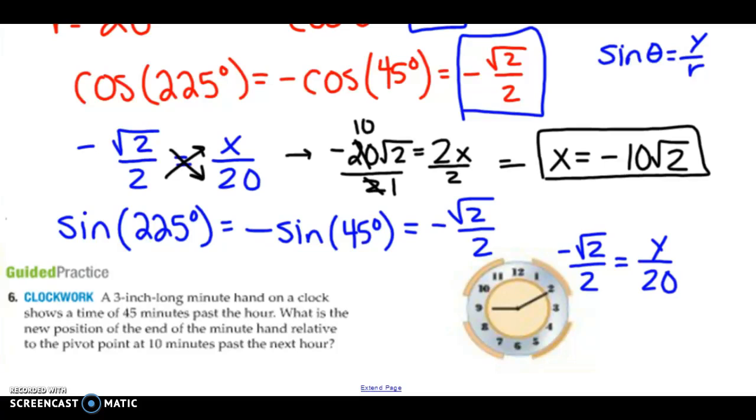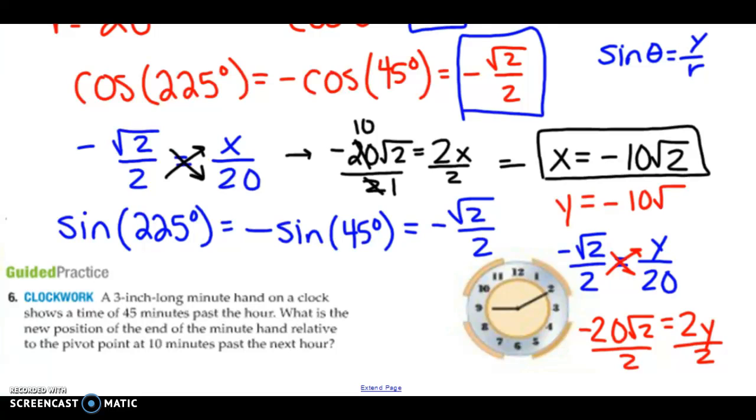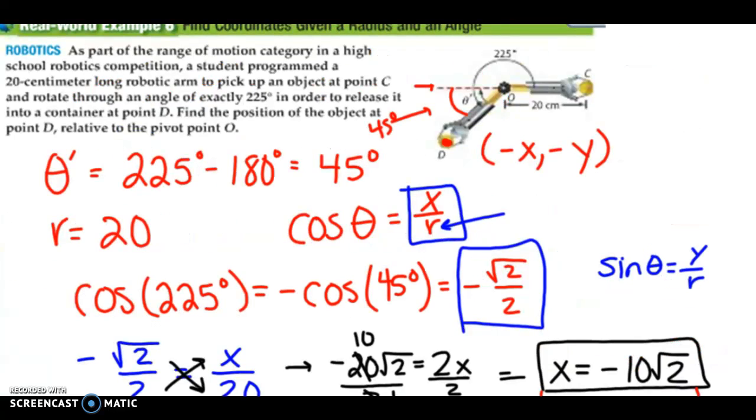Cross multiply again, and I get negative 20 square root of 2 is equal to 2y. Divide by 2, and I see that my y is also equal to negative 10 square roots of 2. So to answer their question, point D right here is at the point negative 10 square roots of 2, negative 10 square roots of 2, in reference to point O.